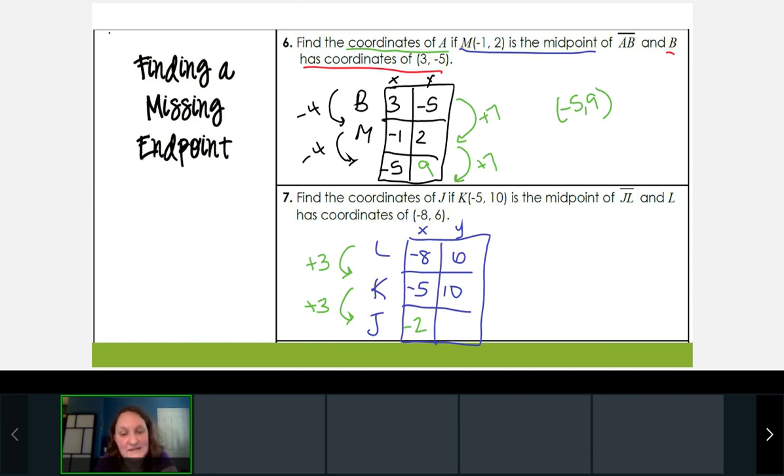Now we do our y's. How would you go from a 6 to a 10 on a number line? Very good. I'm seeing a lot of good stuff come through the chat there. You add 4. Well, if the distance between L and K is adding 4, then the other distance has to be exactly the same in order for it to be in the middle. So I'm going to do plus 4 again, and 10 plus 4 is 14. So if you were typing in my chat -2, 14, you were right, and I thank you for your participation. So good job, everyone. I appreciate that.